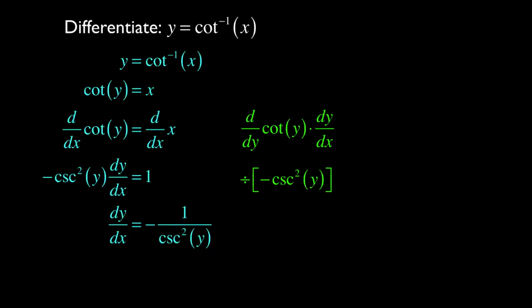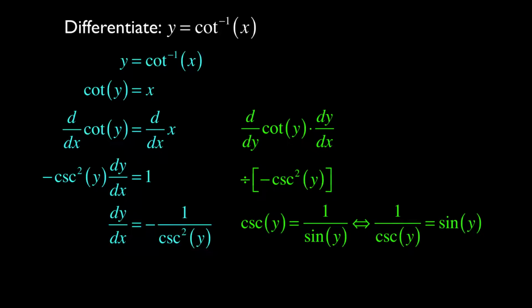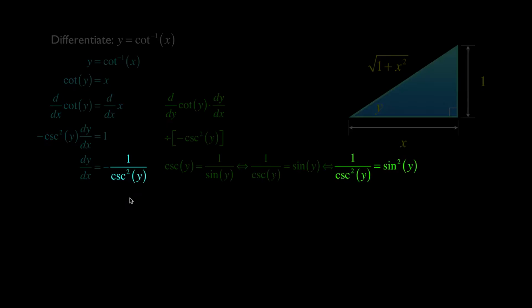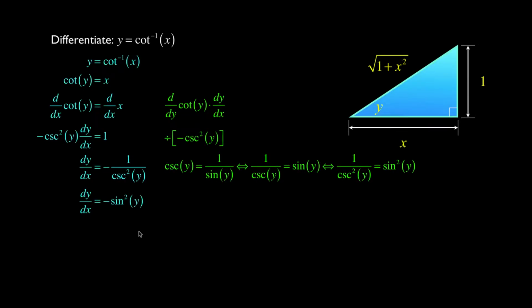Now, I'm going to use the definition of cosecant to help me simplify this derivative further. So I know that cosecant y is the same as 1 over sine y, or alternatively, I can say 1 over the cosecant y is equal to sine of y. They are reciprocals of each other. And then I can further say that 1 over cosecant squared y is sine squared y. So I'm going to take the entire 1 over cosecant squared y and replace it with sine squared y.